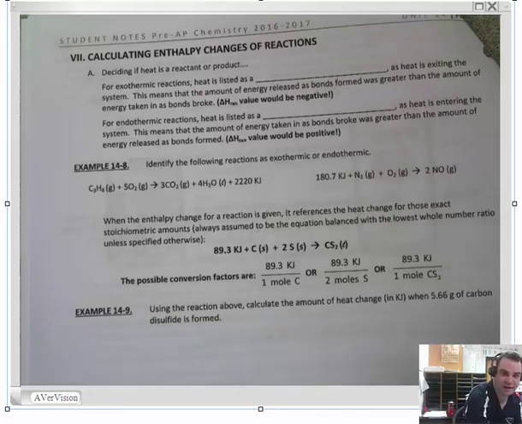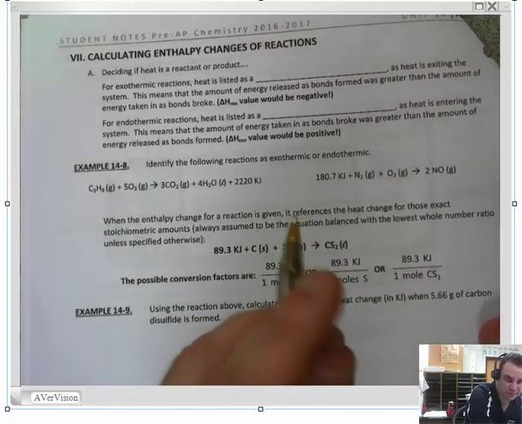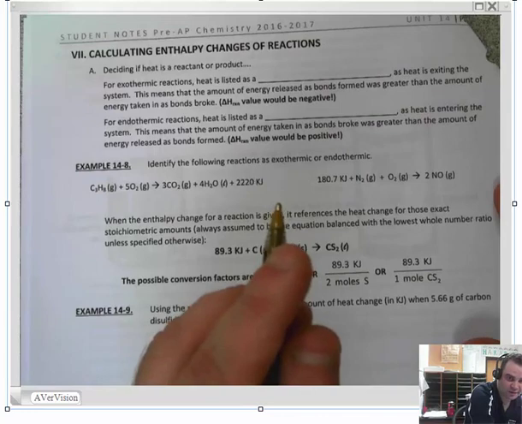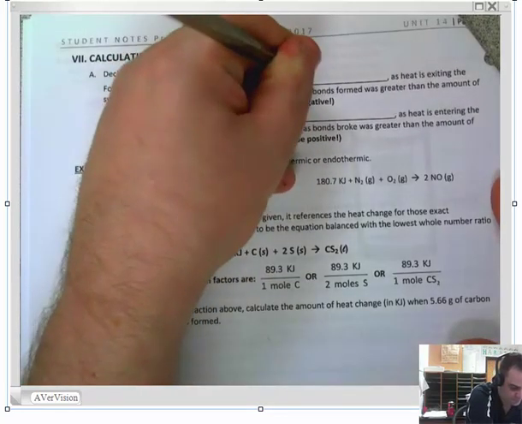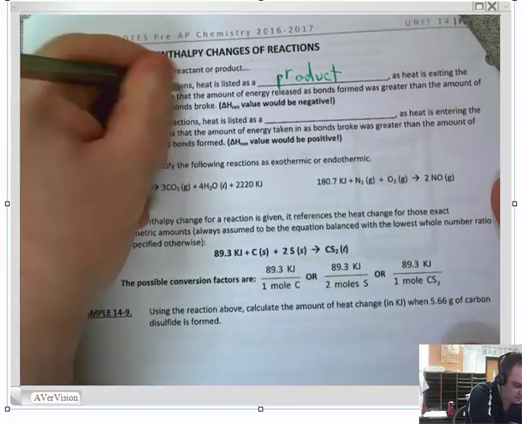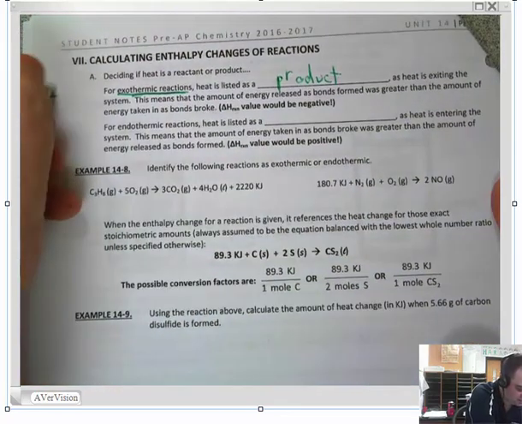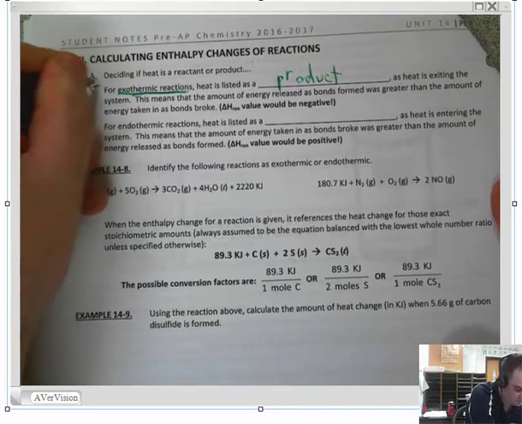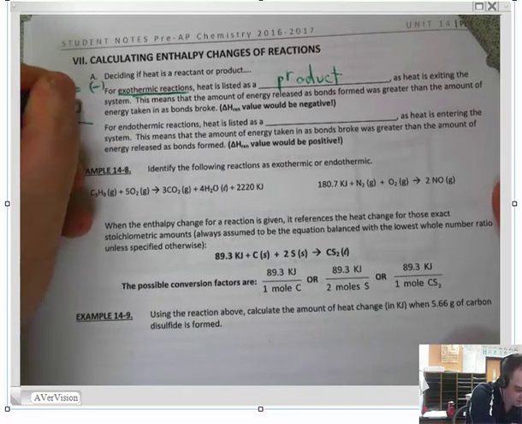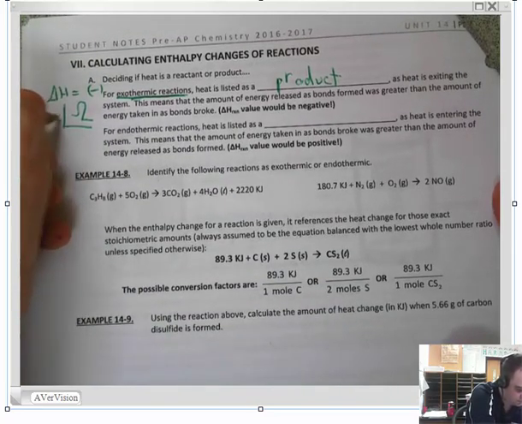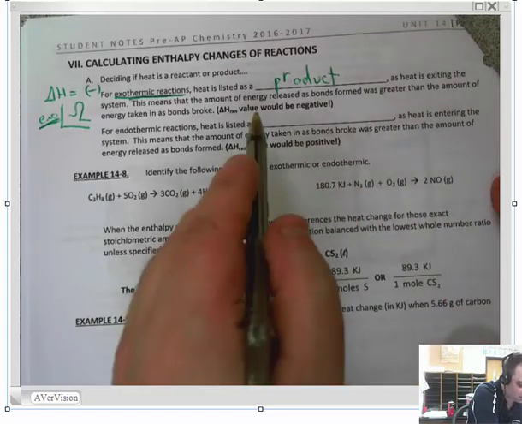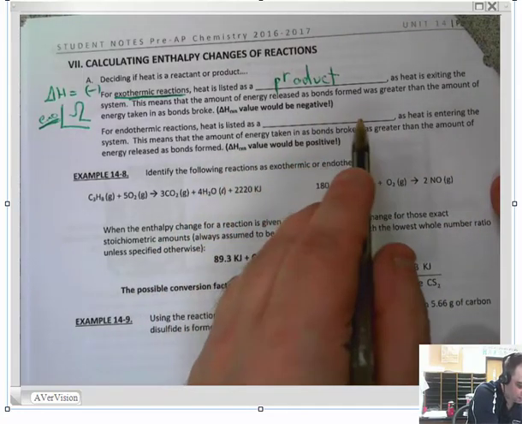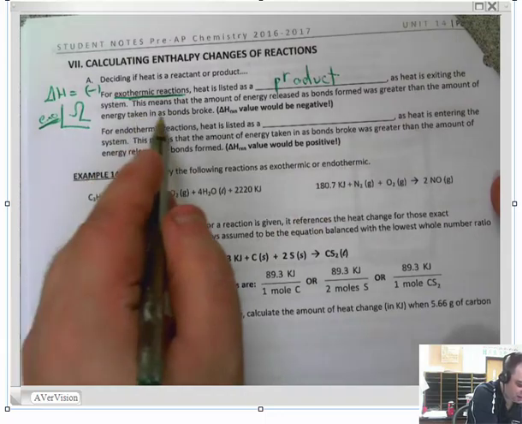Hey, Mr. Harridan here. We're going to go over calculating enthalpy changes of reactions. Deciding if the heat is reactant or product. If heat is listed as a product, the reaction is exothermic. Delta H here is negative, and the diagram looks something like that if it's exo. And heat will be listed as a product, meaning that heat is leaving the system here, which means the amount of energy released as bonds were formed was greater than the amount of energy taken in when bonds were broken.